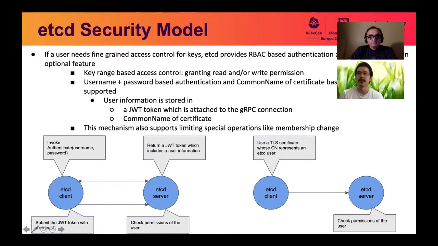If a user needs more fine-grained access control of keys, etcd provides RBAC-based authentication and authorization as an optional feature. With this feature, we can grant permission to read and/or write a specific key range to users. When the cluster uses this feature, servers have two options for authenticating and authorizing users. One is using the Authenticate gRPC method. In this case, clients invoke the method while initializing the client object. Information of the authenticated user is stored in a JWT token returned by the server. Another option is using the common name field of the TLS certificate. In this case, no password-based authentication is required. This mechanism also supports limiting special administrative operations like membership change. The special user root is the only user which is allowed to execute such operations. Could you go next?